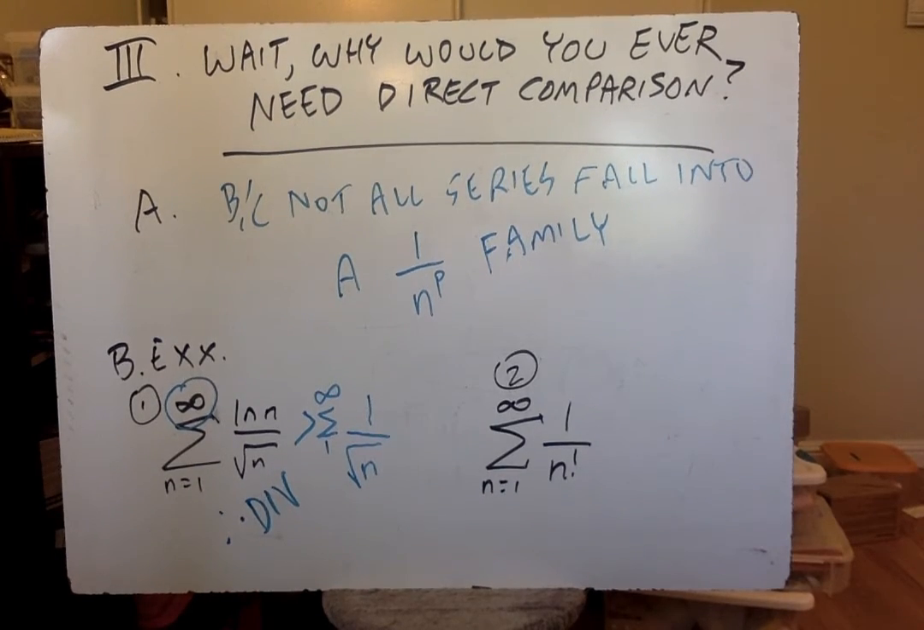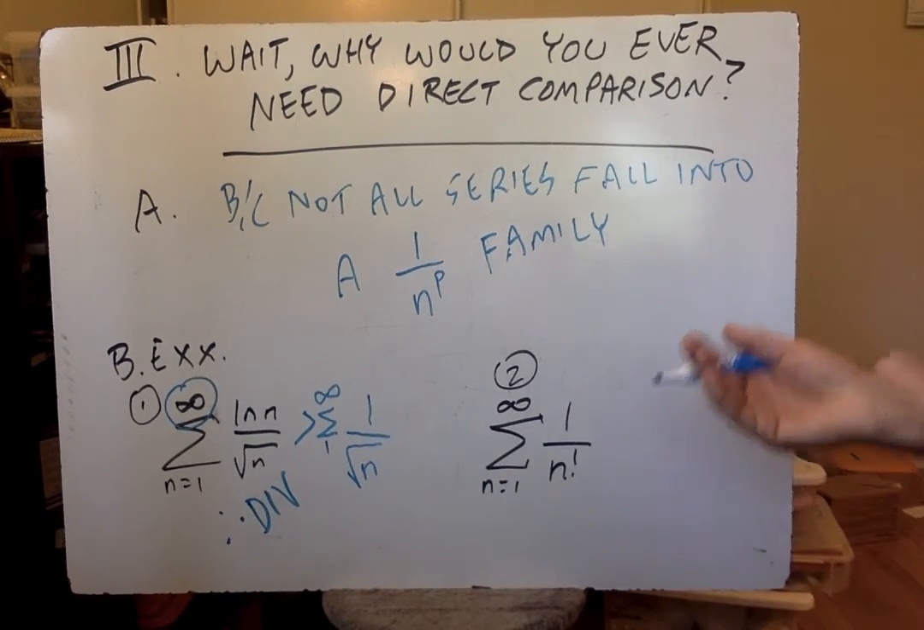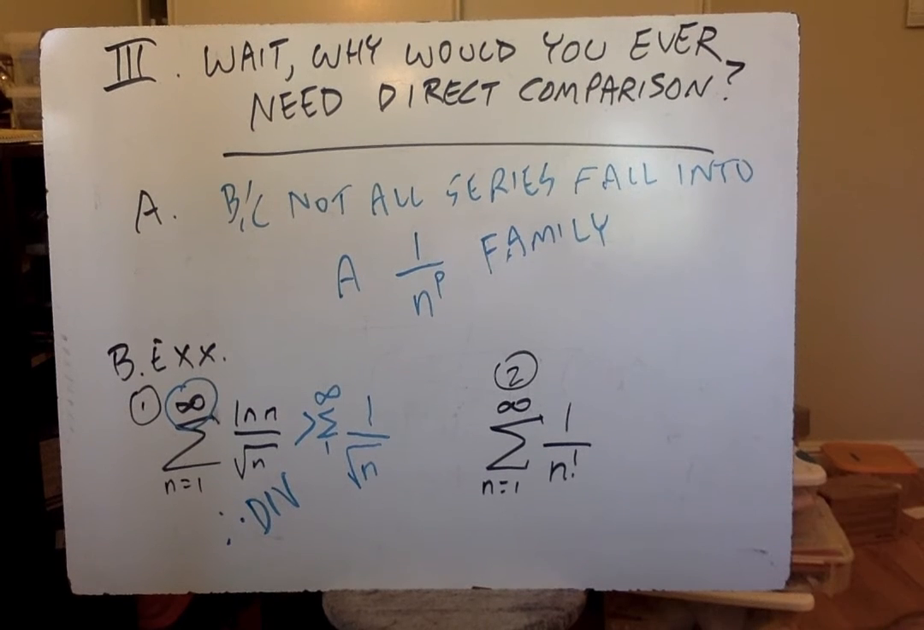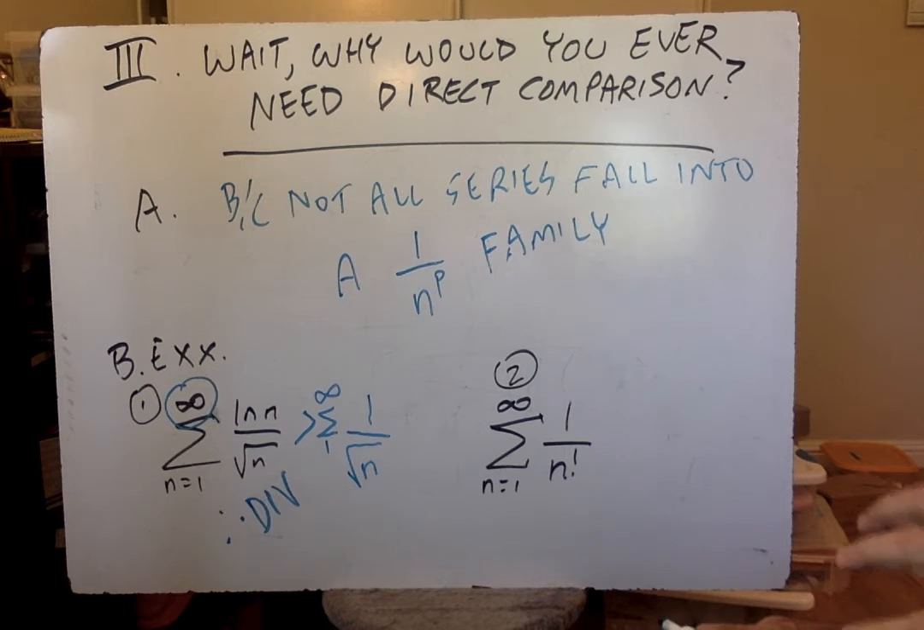Right? Now let's look at this one. Now you look at this and you might think, well, I could just do the ratio test. It's a factorial. I can do the ratio test. And that's true, but think about how long that test takes and how likely I would be to make a mistake.